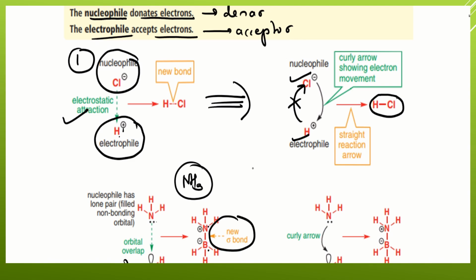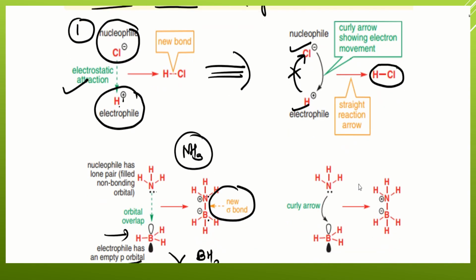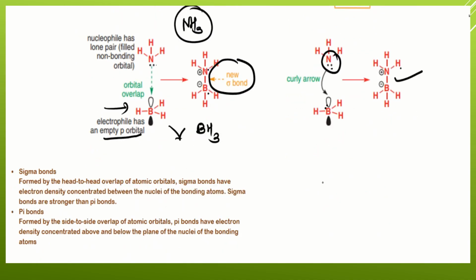Okay, we will understand about sigma bonds and pi bonds in our next video. So we are showing the movement of electrons from nucleophile to electrophile, that is N is the nucleophile and B is the electrophile. Here we are showing it with the curly arrow, and this is the structure after orbital overlapping. Okay, so we will stop here.